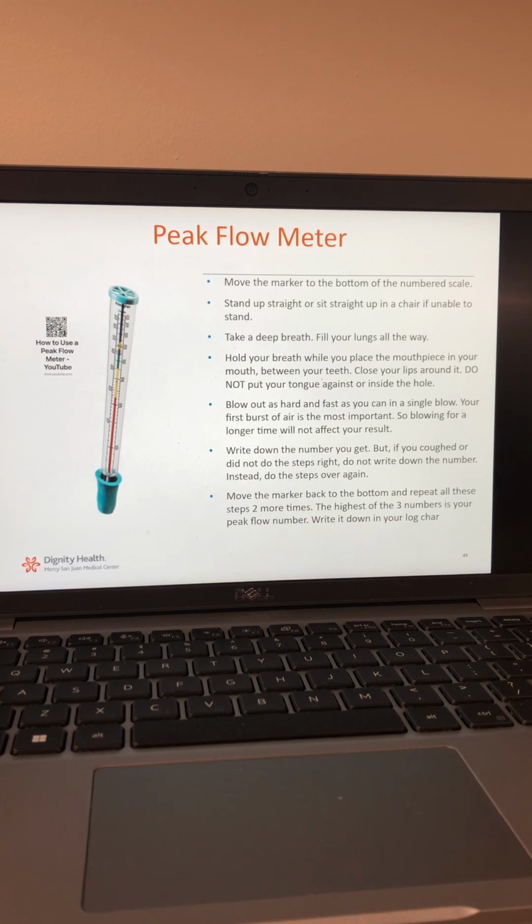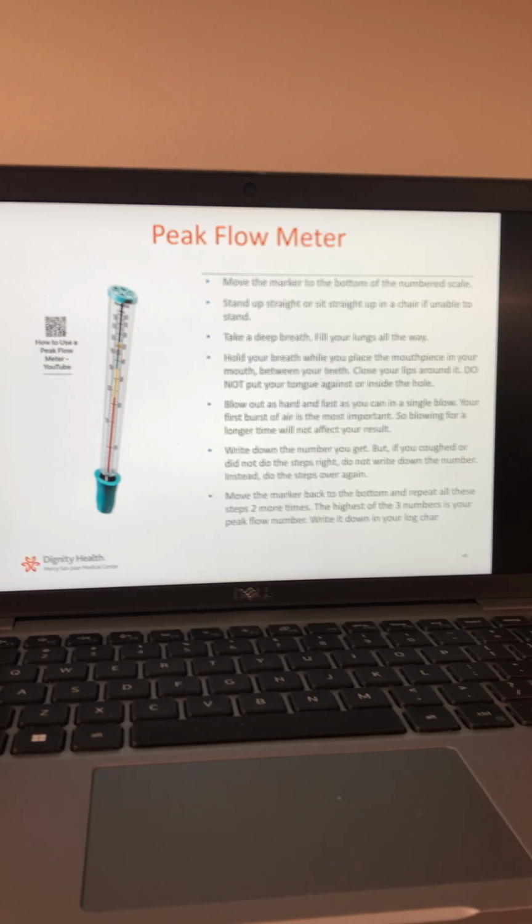So how to use it? You're going to move the marker to the bottom of the numbered scale. You're going to stand up straight, or sit straight up in a chair if unable to stand. You're going to take a deep breath, fill your lungs all the way, and then hold your breath while you place the mouthpiece in your mouth between your teeth and close your lips around it. Do not put your tongue against or inside the hole.